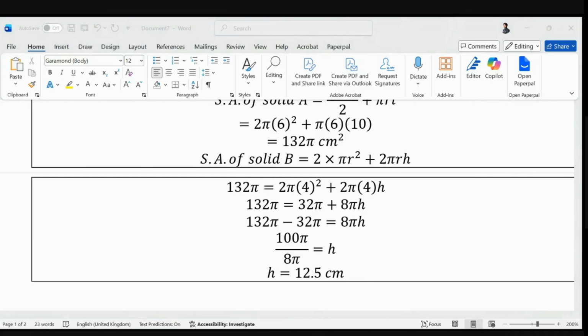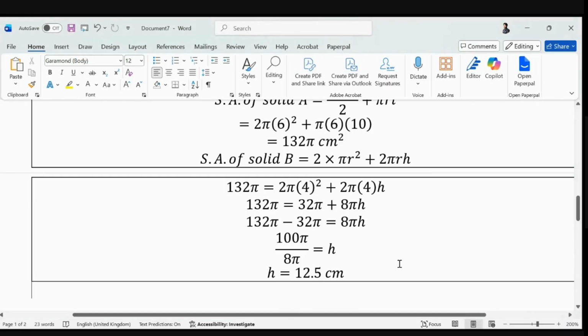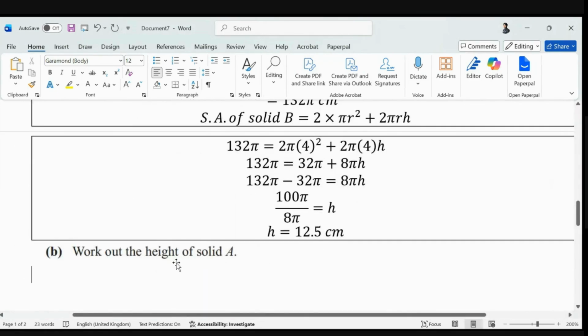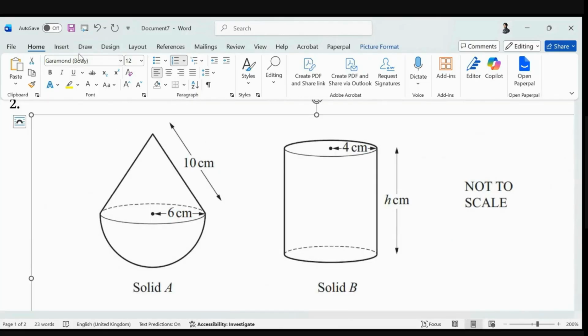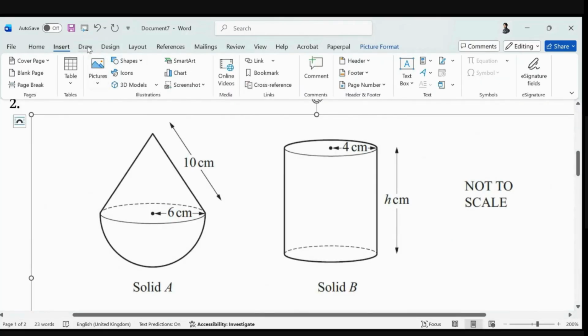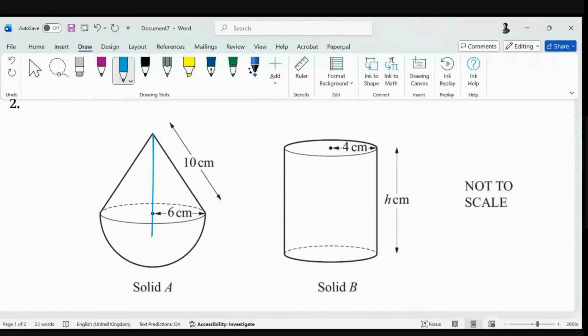The second part of the same question wants us to work out the height of solid A. What does the question mean by height? Height of solid A. This is solid A. So the height that we need to figure out is from the top to the bottom. From this height, we know this part, what is the length of this part from the center? This is 6. We're only trying to find the height of this cone and we will add 6 to it.